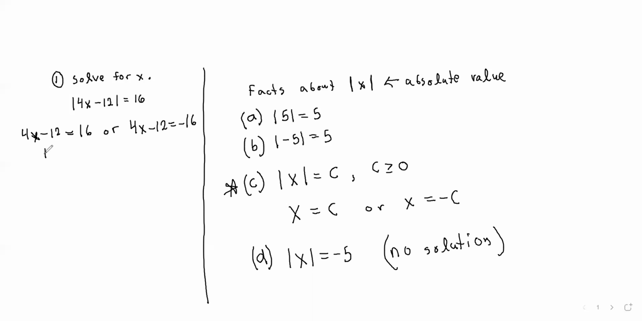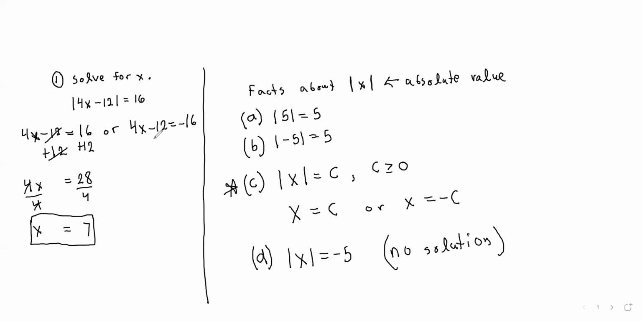So for the one on the left, I'm going to add 12. So we cross out the plus and the minus 12. We get 4x is equal to 28, since 16 plus 12 is 28. And now we divide by 4 on both sides. So we have 4x over 4 is just 1x, and 28 divided by 4 is 7. So our first solution is x equals 7.